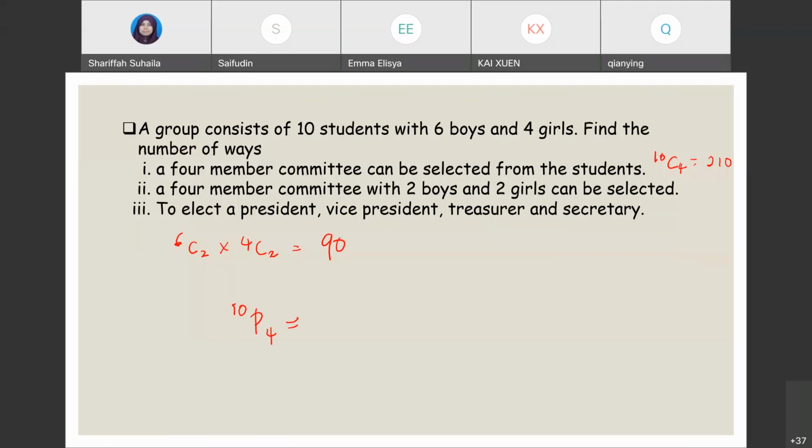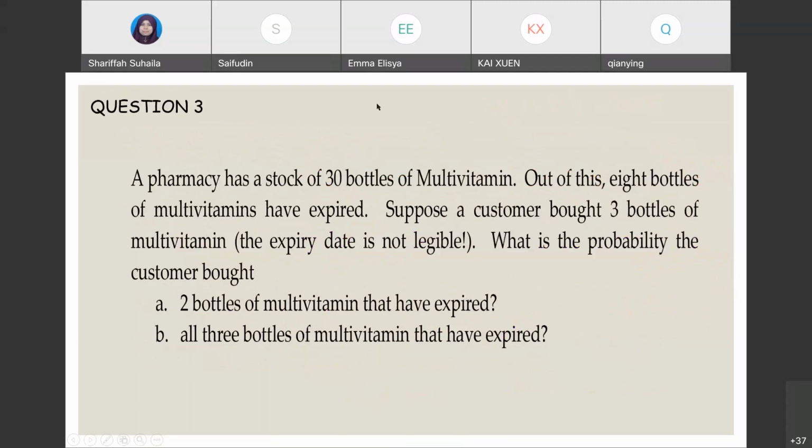Okay, ada apa-apa soalan ke? Okay, so that one. Okay, ni yang tadi. Okay, here. Okay, cuba dulu question number 3.